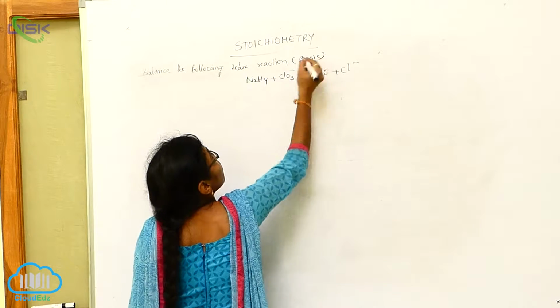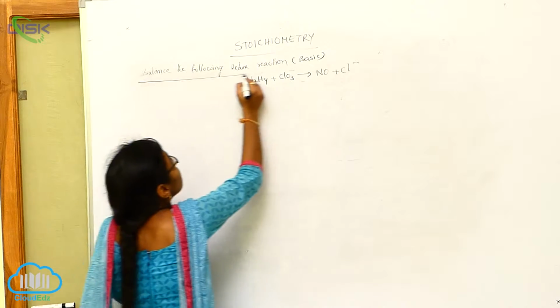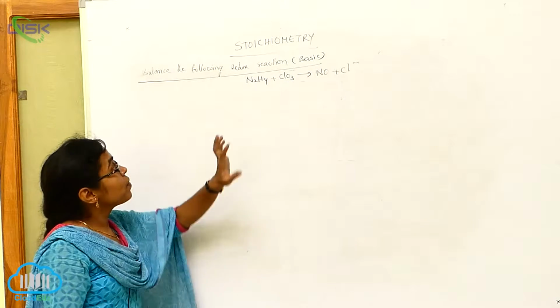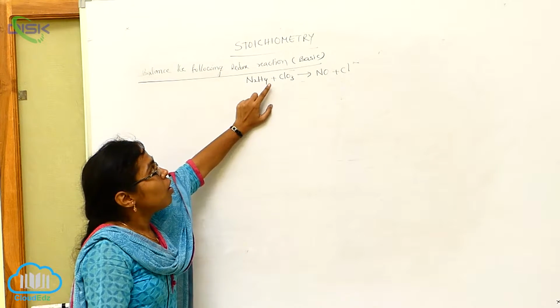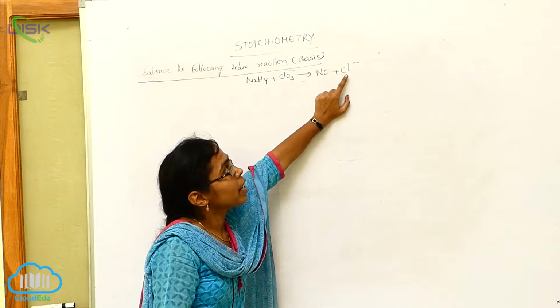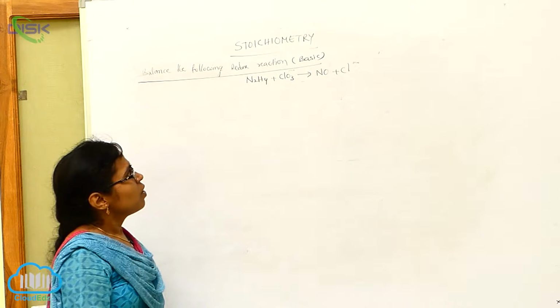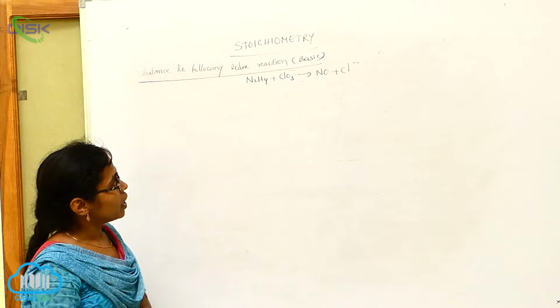It is in basic medium. Okay, so one more example I am taking for the basic medium balancing of the redox reaction. N2H4 reacts with the chlorate ion and gives nitrogen monoxide as well as the chloride ion. So first of all, you have to separate what is the oxidation and what is the reduction.